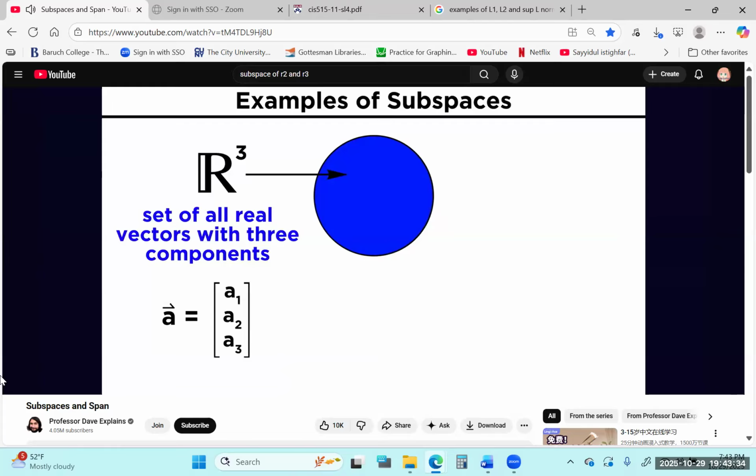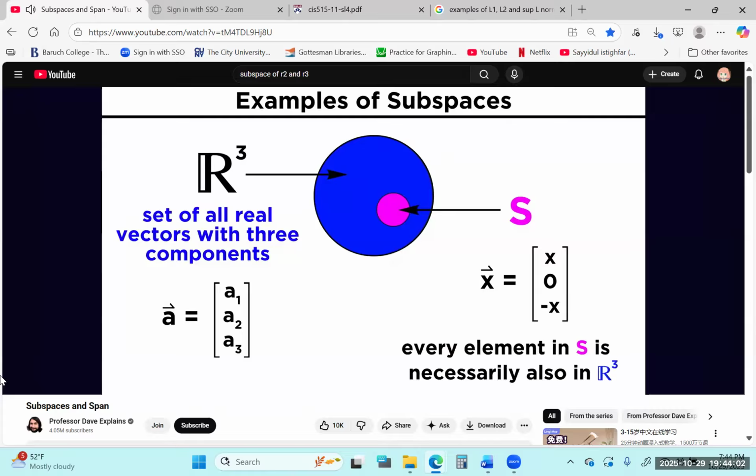We saw last time that R3, or the set of all real vectors of length 3, was a vector space. So now let's look at a specific choice of vectors contained within R3 and see if it makes up its own vector space, thus qualifying as a subspace of R3. For this example, we will choose a set S made of vectors that have the form x, 0, negative x. By limiting the form of the vector like this, we have chosen a smaller set of R3, while knowing that our chosen set of vectors still follows the rules of the larger set.